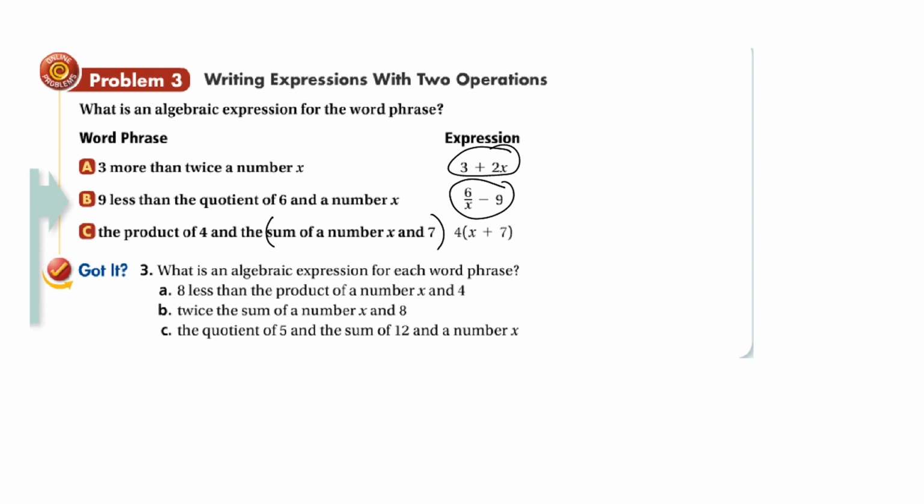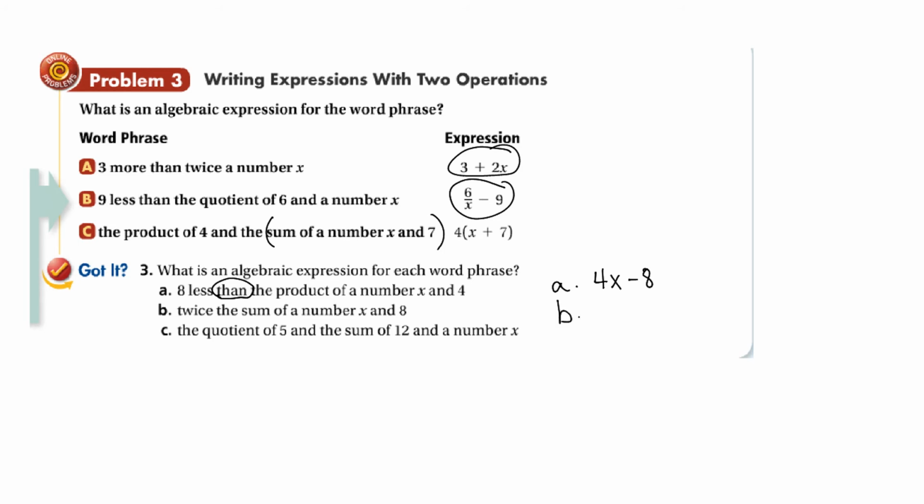Looking at the got it, 3a, 8 less than the product of a number x and 4. Product of a number x and 4 is 4x. 8 less than that would be minus 8.